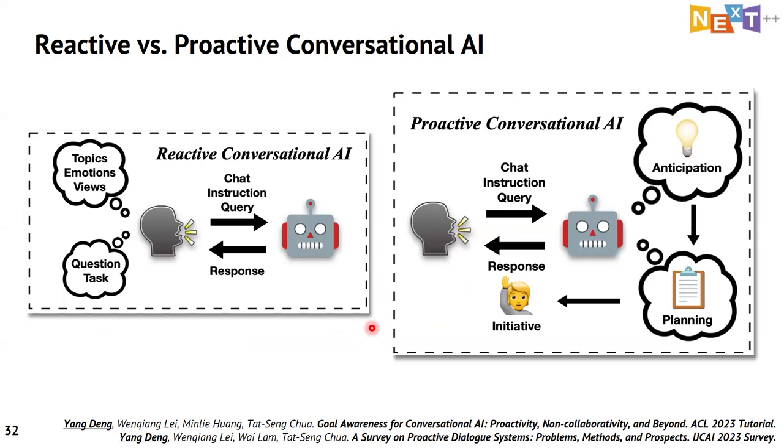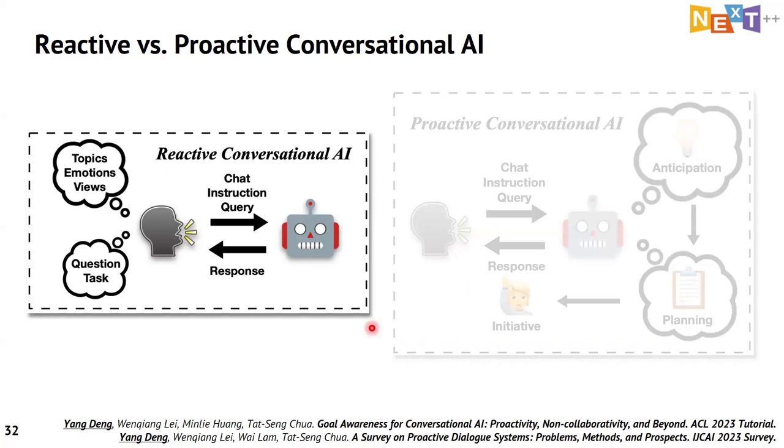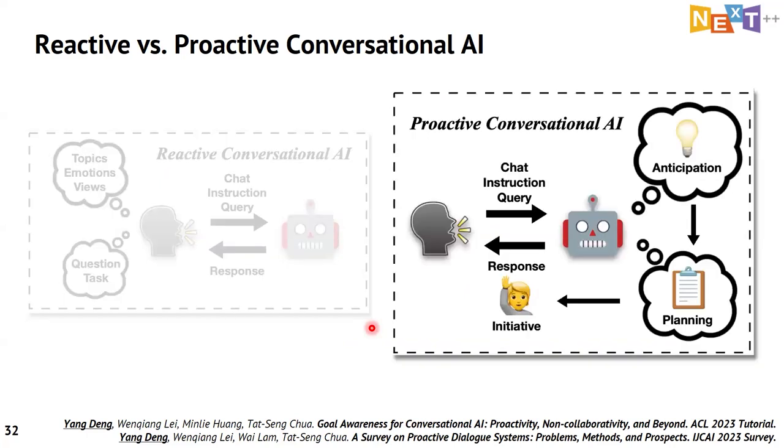So based on this, we can make a comparison between the reactive conversational AI and the proactive conversational AI. First, for the reactive conversational AI, we can see that during a conversation, the topic, emotions, and views are mostly user-oriented, and the system may passively respond to the user's questions and also the task instruction. But in proactive conversational AI, we expect that the agent can have its own anticipation, which can be a long-term goal for the conversation. And in order to achieve this kind of long-term goal, we expect that the agent can have some capability for planning or decision-making. And also during the conversation, we hope that the agent can take some initiative behavior, such as asking clarification questions, shifting topic, and other system-initiated behaviors, rather than just responding to the user's question or following the user's instruction.